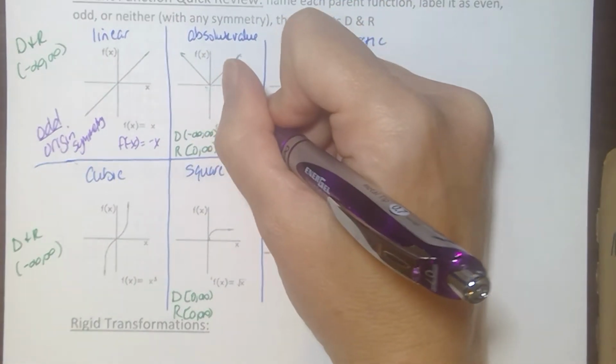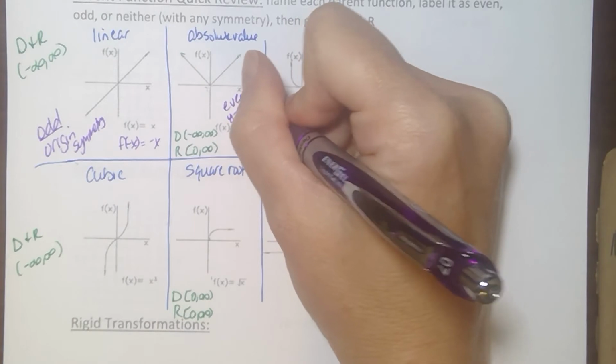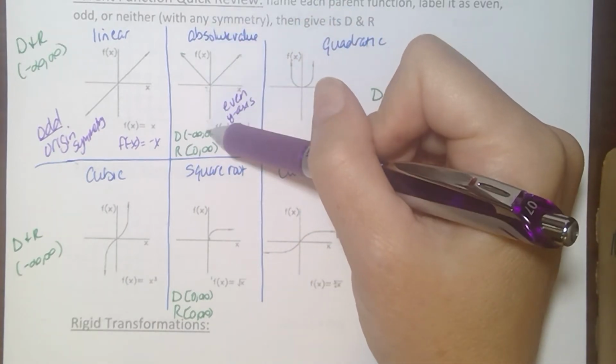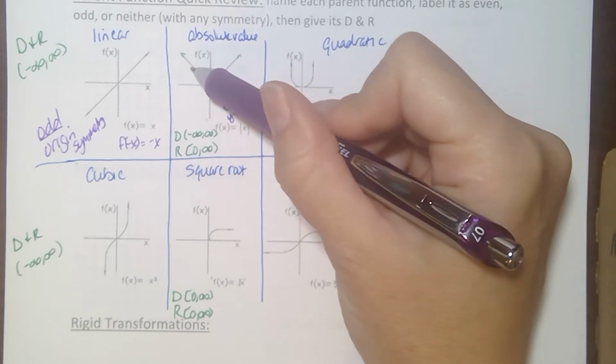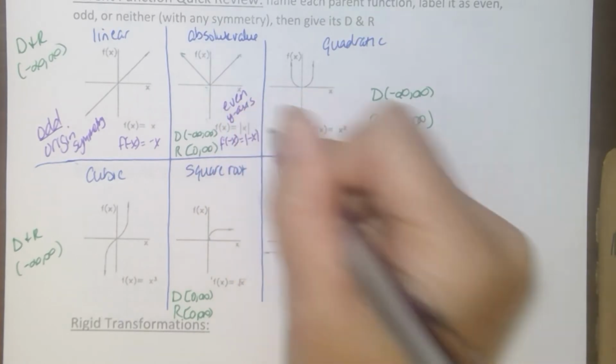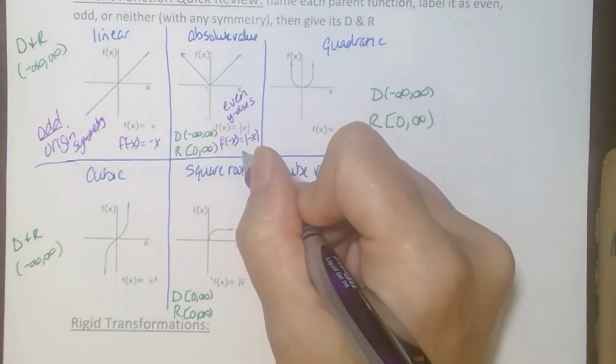We defined it as an even function, which means it's symmetric about the y-axis. I can see that from the graph because I see that if I folded it on the y-axis, the two sides would match exactly. If I plug in my negative x, f of negative x, I get out the same thing because the absolute value of negative x is just x, so nothing changes.